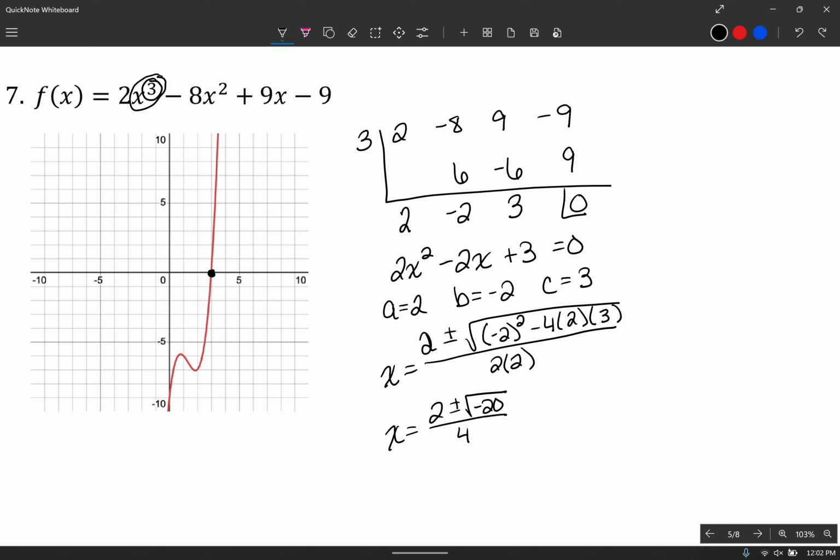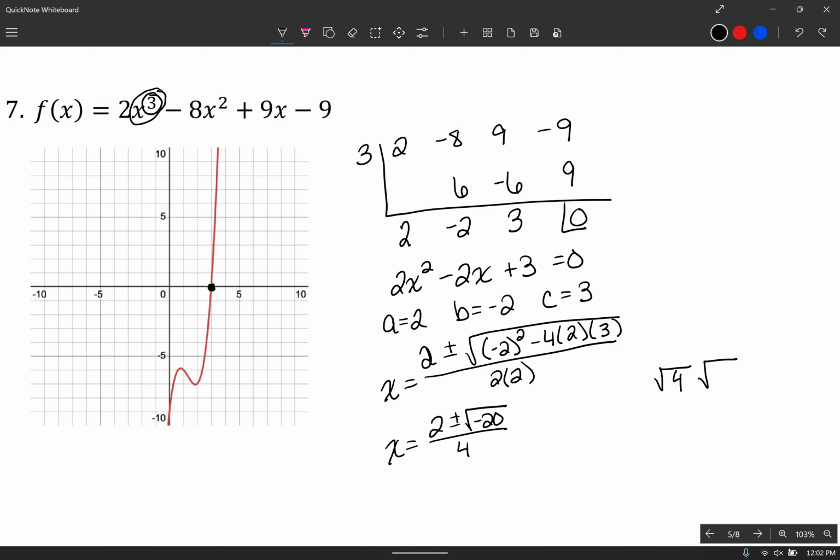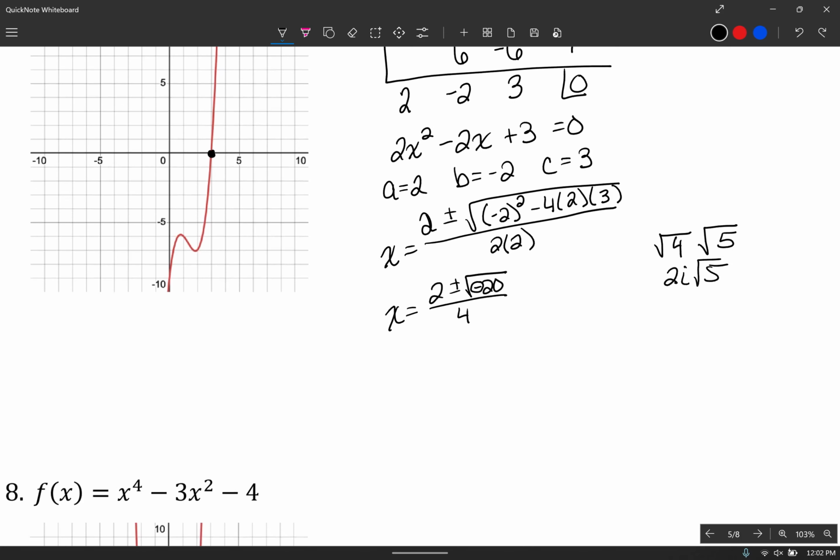Then we have a 4 on bottom. 20 will split. You could do a factor tree if you want, or you can figure out what the perfect square and the prime number is that makes up 20. That would be 4 times 5. The square root of 4 is 2. And then I already know because of the negative underneath, I need an i, and then I have my square root of 5. So we have 2 plus or minus 2i square root of 5 over 4.